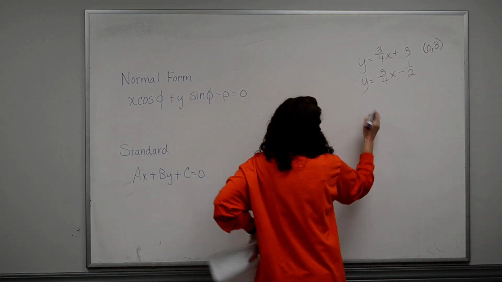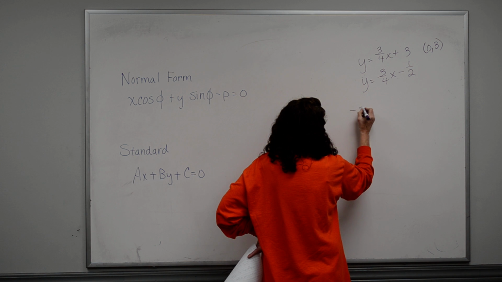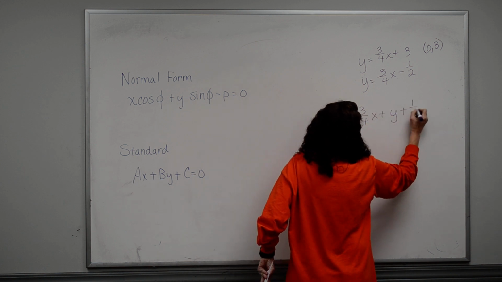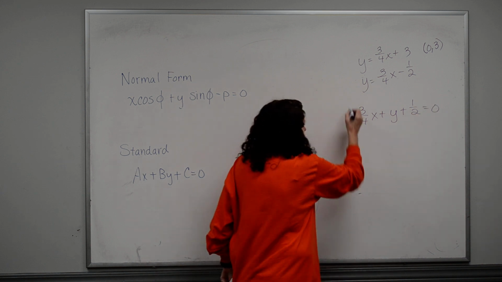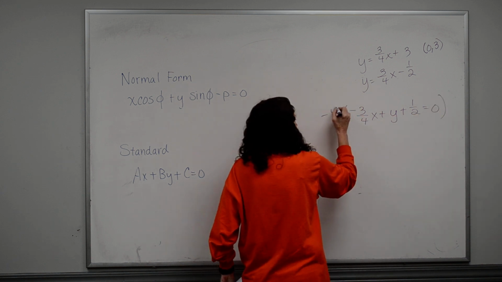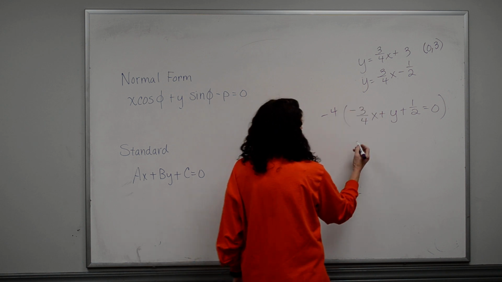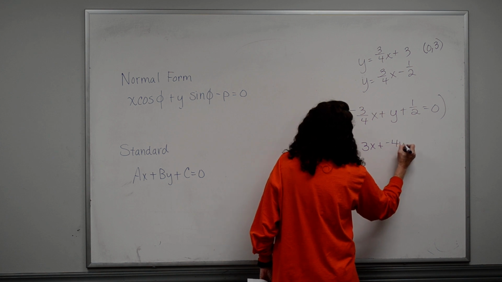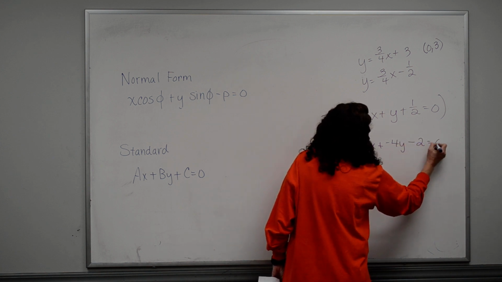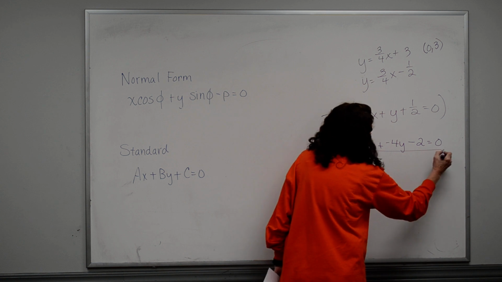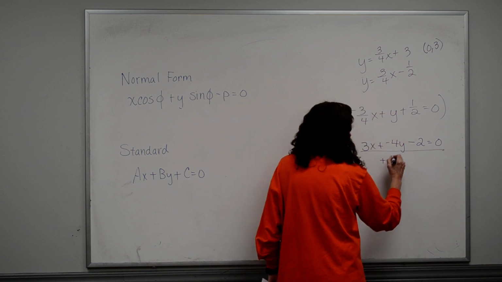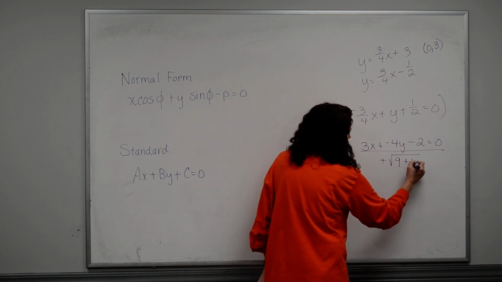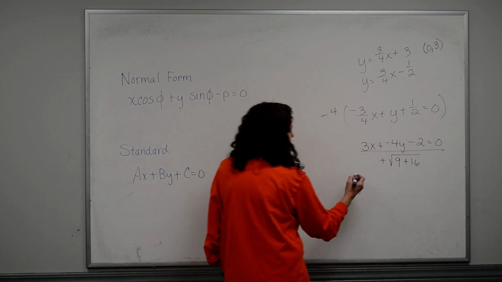So now I'm going to take this one, put it in the right form, so I have a negative 3/4 x plus y plus 1/2 equals 0. I'm going to multiply everything by negative 4 to take away that negative and take away the fractions. So this is going to give me a 3x plus negative 4y minus 2 equals 0. So I'm going to divide by the opposite sign. And then this squared is 9. This squared is 16. So it's the square root of 25 or 5.